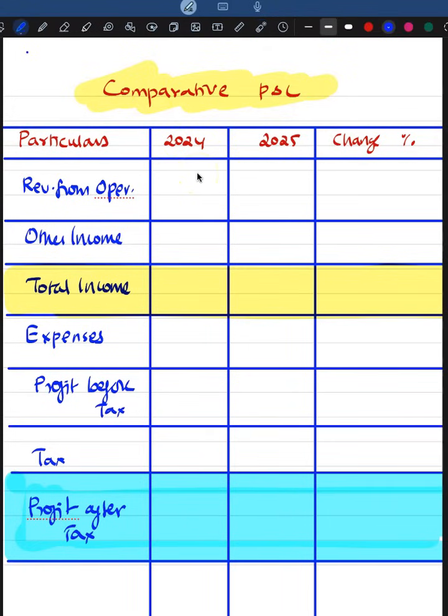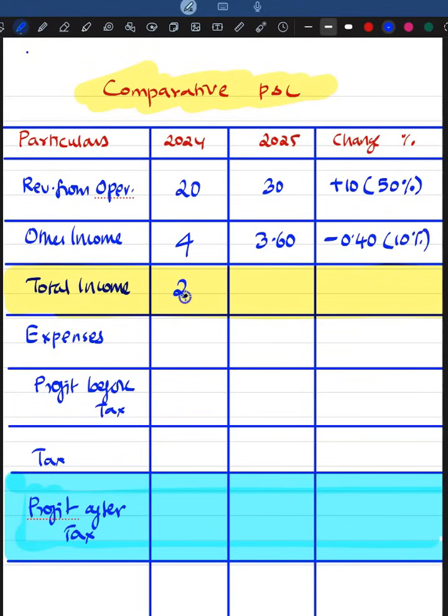If you take revenue from operations, in 2024 it was 20 crore. It increased to 30 crore. So the change is 10 crore and in percentage terms, this has increased by 50%. Then look at the other income. It is 4 crore in 2024 and it has decreased to 3.6 crore. It means the change is 0.4 crore and that is a 10% drop.